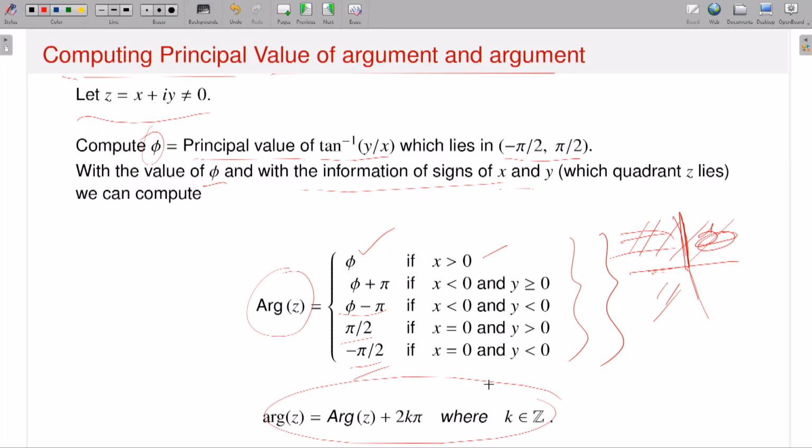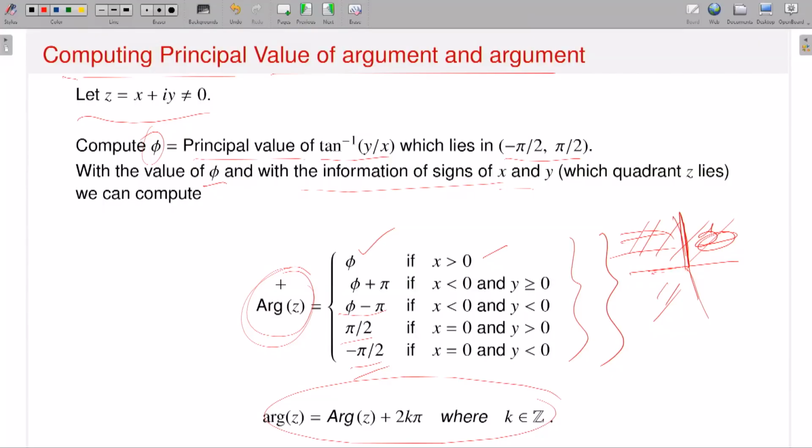You can do that. So first calculate that phi given a complex number z which is x plus iy, non-zero. Then depending on x comma y, it should lie in either the first, second, third or fourth quadrant. Depending on the sign of x and y, you will have this formula. So you remember that formula. Then given a complex number, you will be able to calculate the corresponding principal argument.